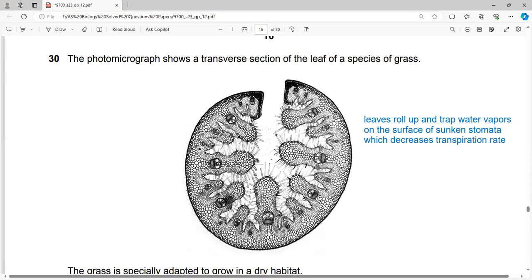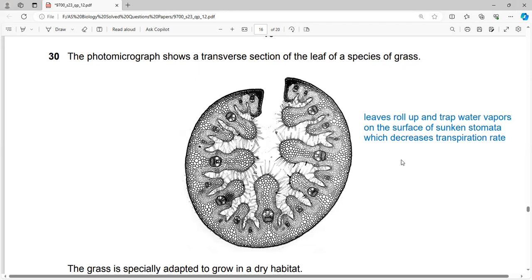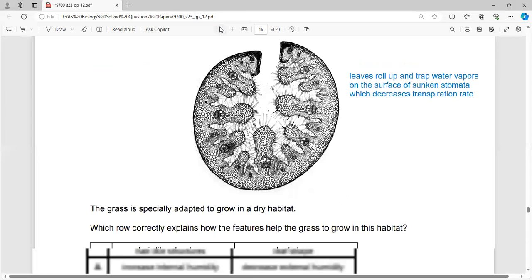So if there's a high humidity, in this way, there's a low rate of transpiration. If there's a low rate of transpiration, that will be conservation of water. So the leaf rolls up and traps the water vapor inside the surface, and the sunken stomata as well. That's why it decreases the transpiration of water. That's a strategy for decreasing the transpiration of water.